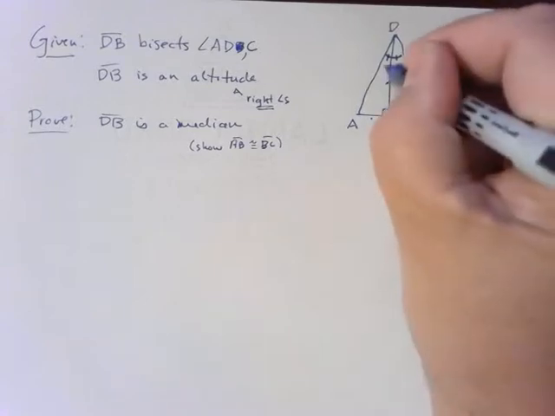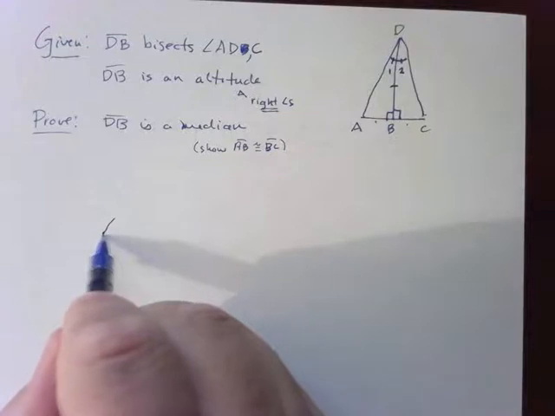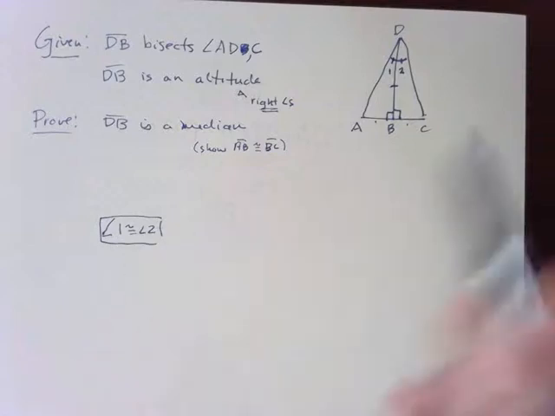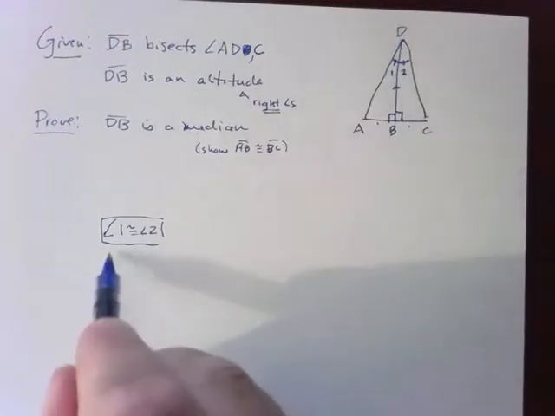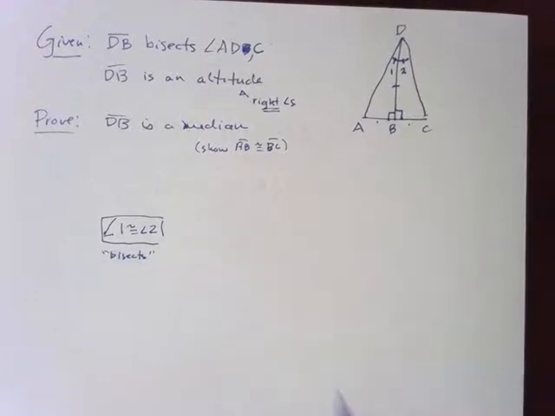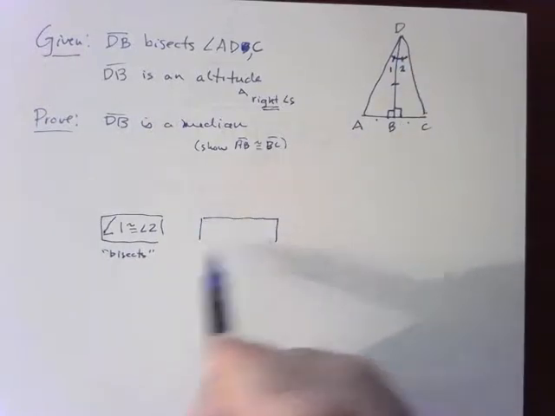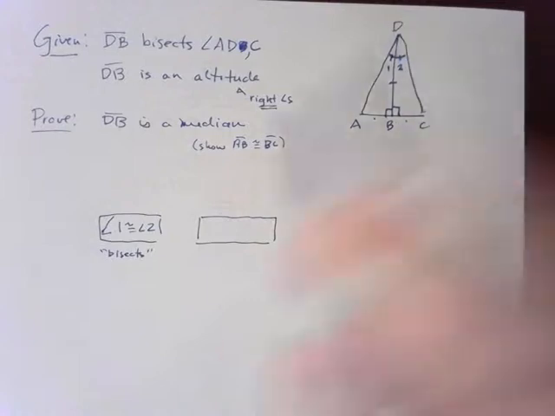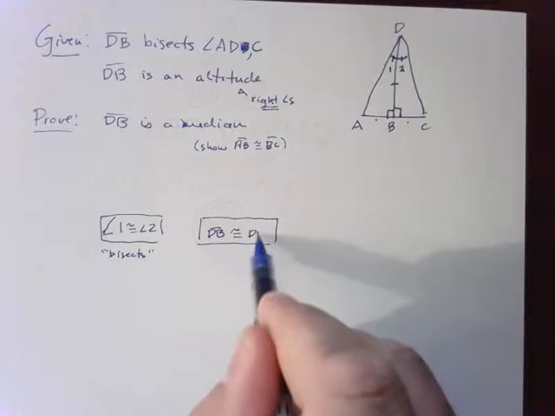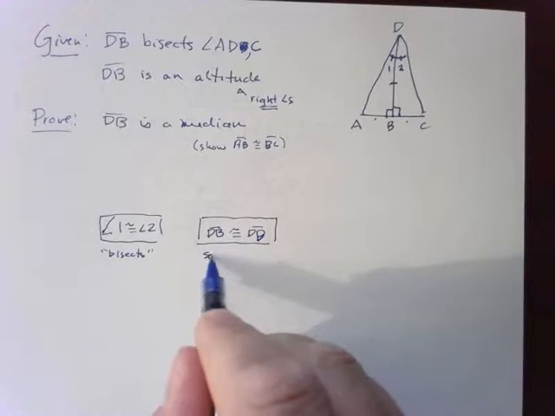So I'm going to label these angles 1 and 2 to make their naming easier. So I'm going to have angle 1 congruent to angle 2 in my ASA pattern. I know that's true because of the bisect statement in my givens. I have the S in my ASA. That's the segment that's a side of both triangles, DB congruent to DB. Can't seem to write DB today. This is because it's the same segment.